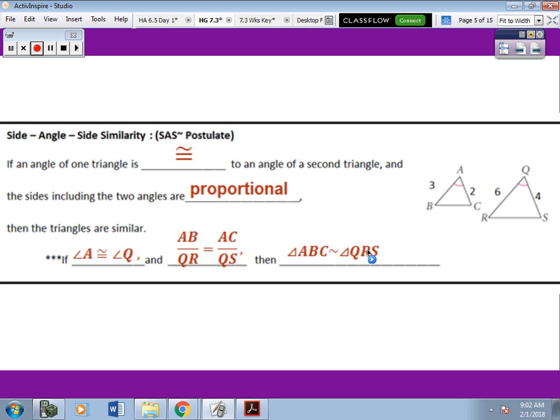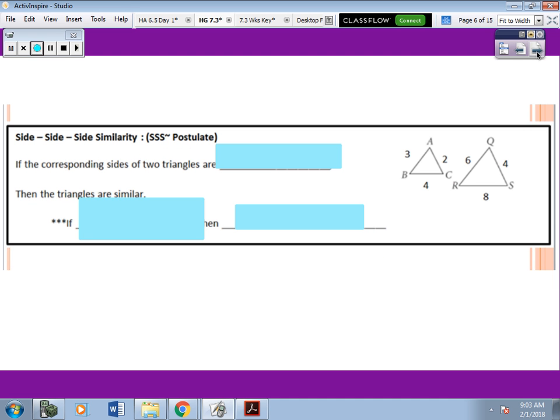And then the last one is our side-side-side similarity theorem, which is exactly like it sounds. All 3 sides have to be proven to be proportional to the other. So if the corresponding sides of 2 triangles are proportional, all 3 pairs, then the triangles are similar. So I have this one with numbers. 3/6 is 1/2, 2/4 is 1/2, and 4/8 is 1/2, so they would be similar.